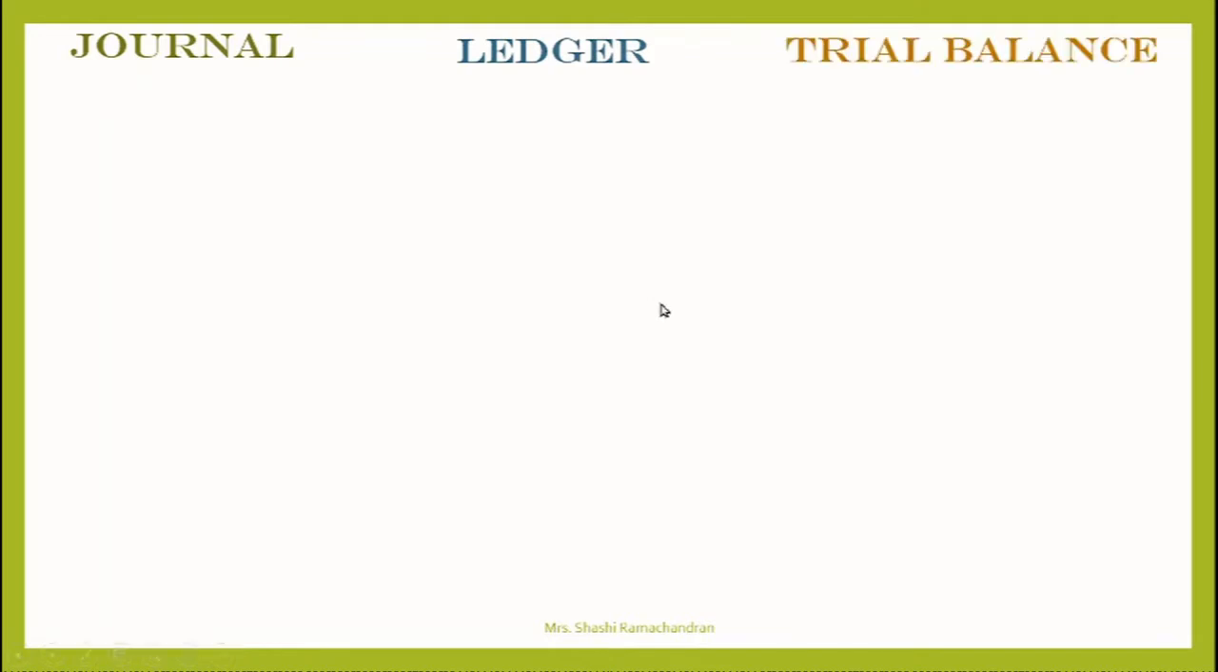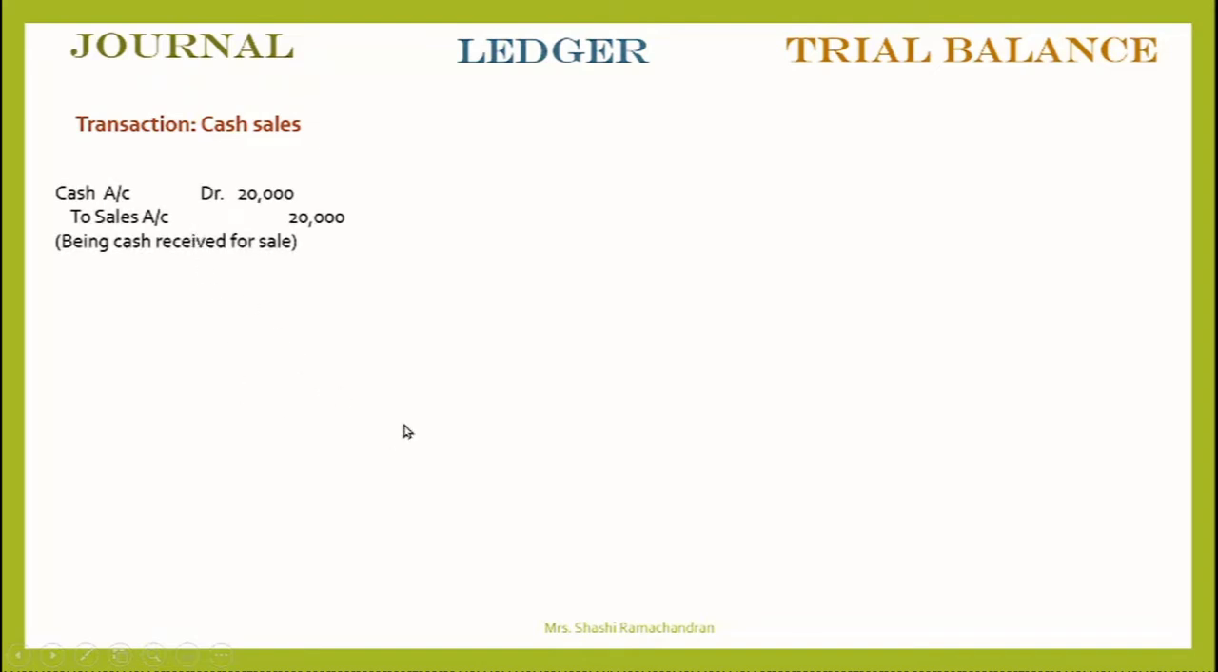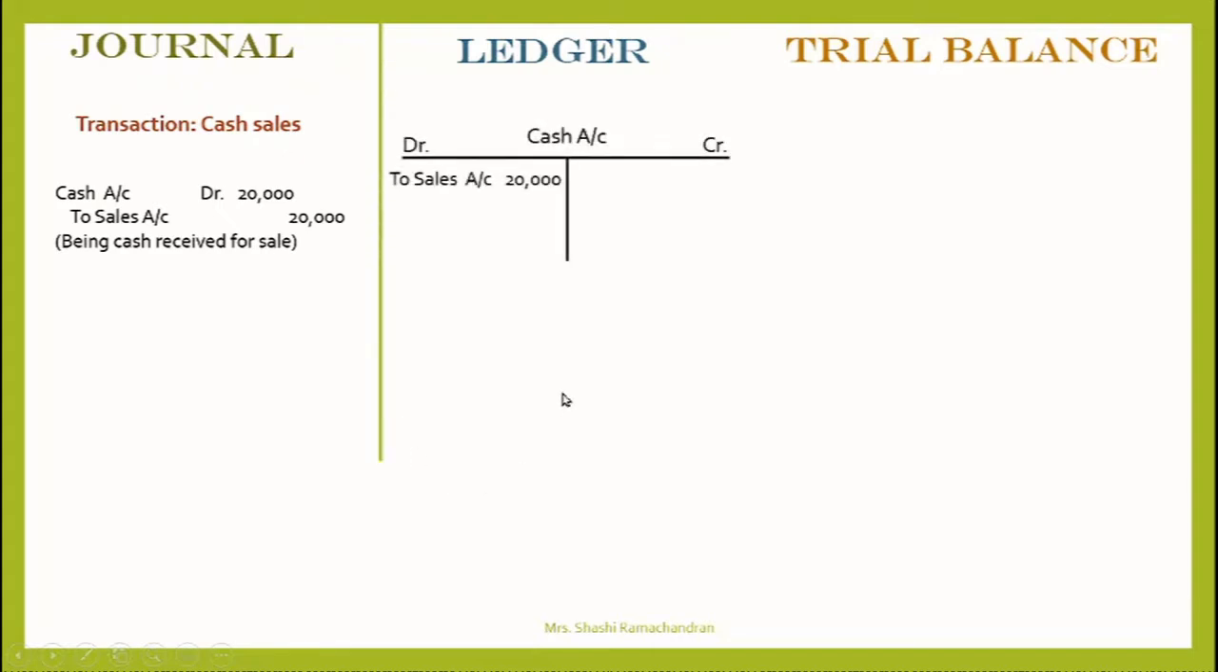As I said, the identified financial transactions are recorded first into the journal, then from there posted into the ledger, and then we make a trial balance to see whether all this posting has been done properly or not. So let's take an example of a transaction, cash sales. Cash sales are recorded in the journal as cash account debit to sales account. This is further posted into the ledger in two different accounts, that is cash account and sales account. So cash has a debit balance, and here we can see sales has a credit balance.